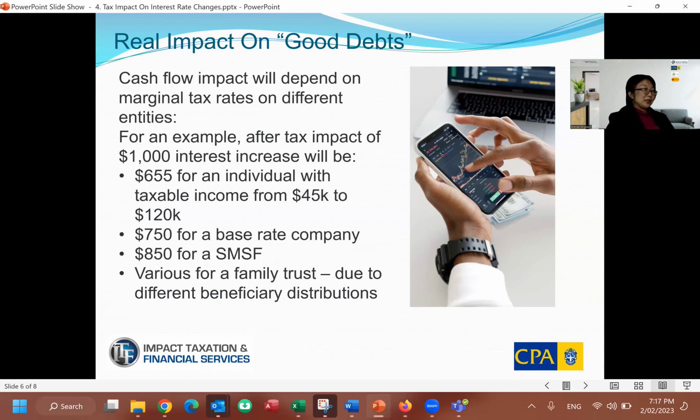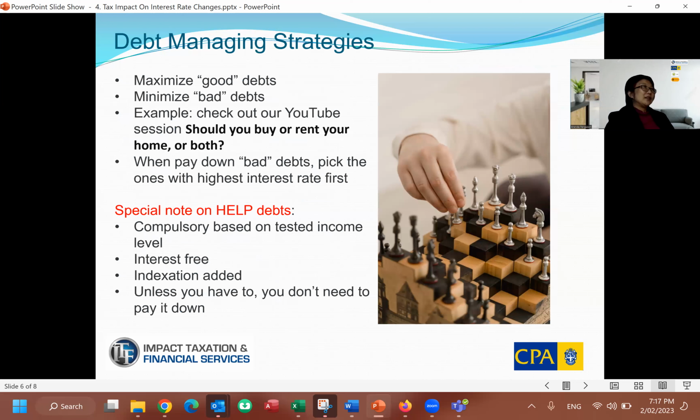So when the interest rate increases, if you have good debts, you can panic, but you shouldn't panic 100%. At least you need to remove the tax portion first, because the tax will be your saving on the increase. All right.